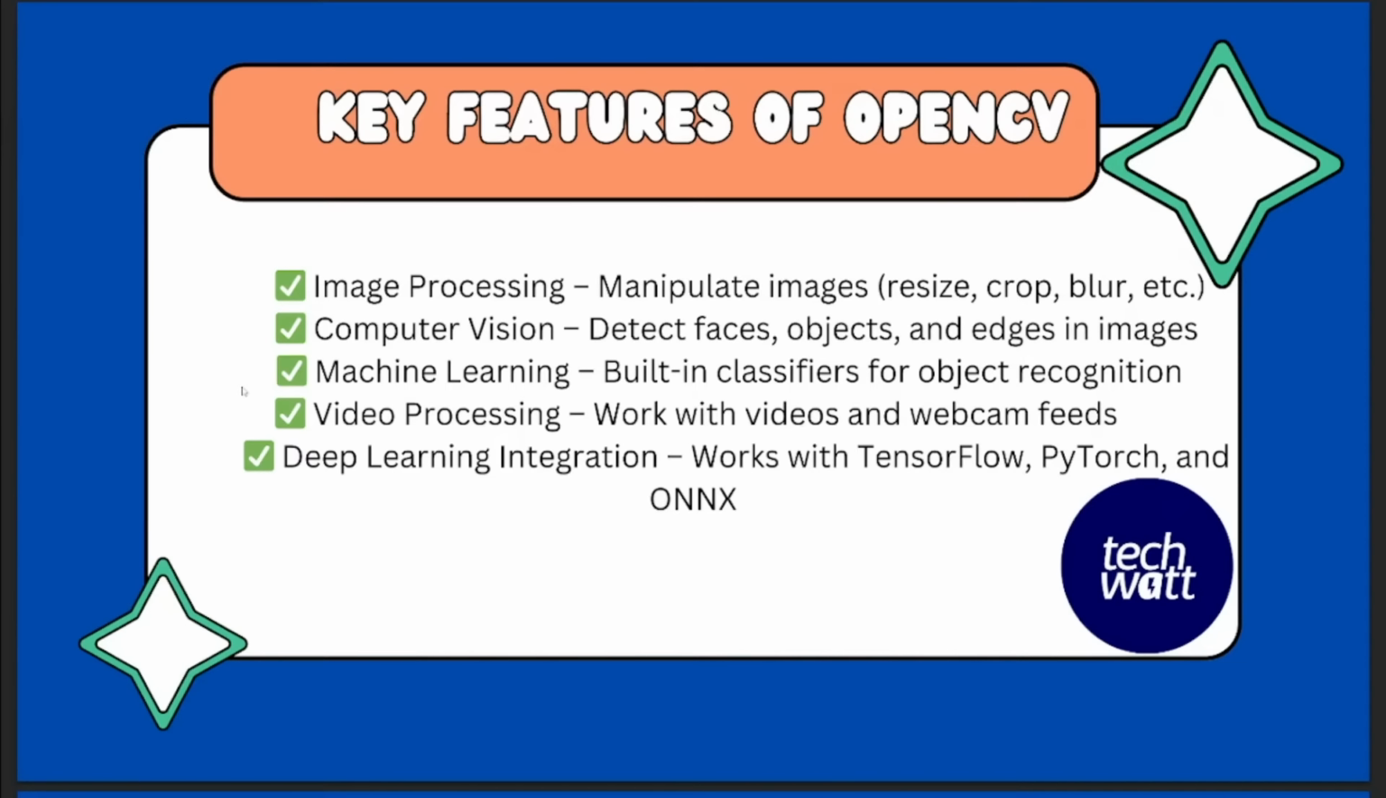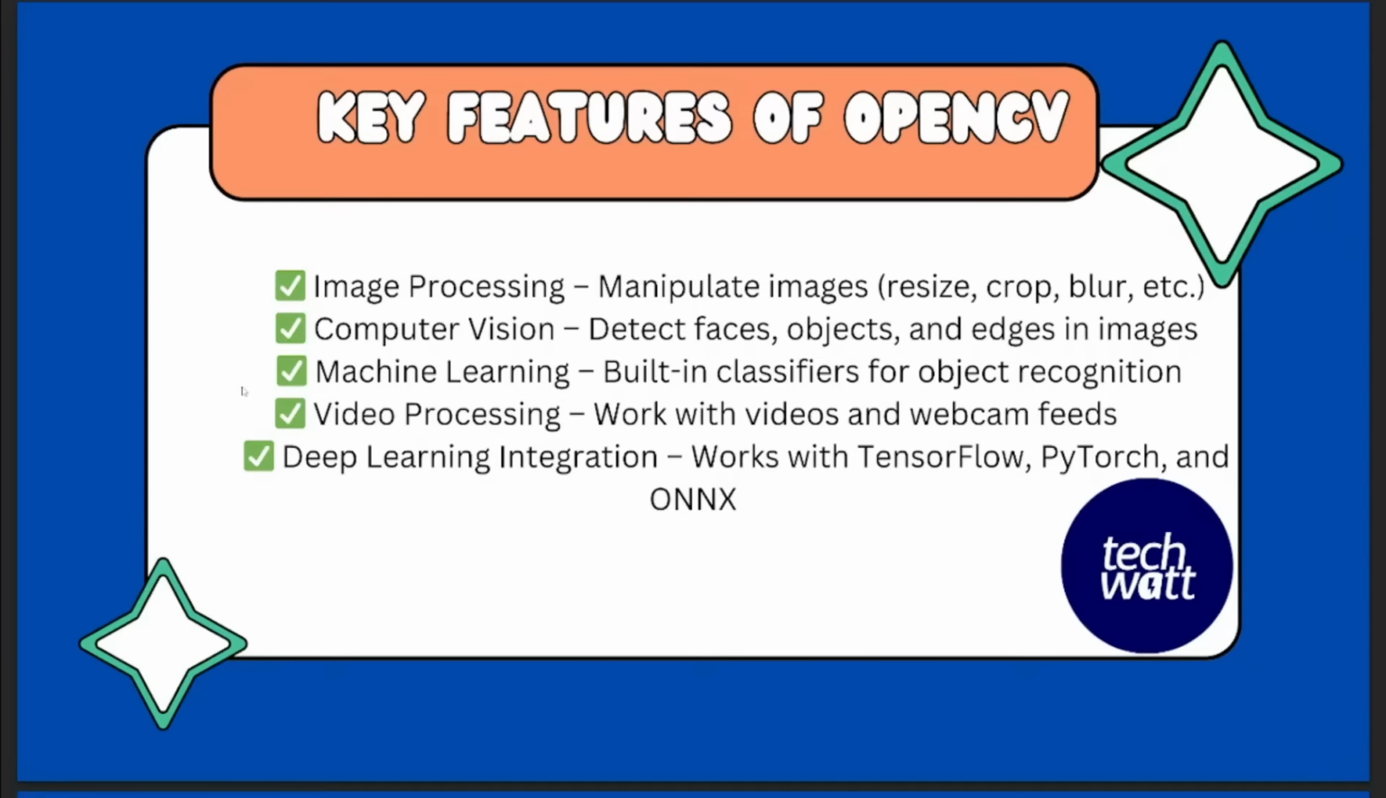Let's look at some of the key features of OpenCV. So OpenCV can help you in image processing. That is to say, it can help you to manipulate images. And talking about manipulation of images, we can resize images, we can crop images, we can blur images, and there are a lot of things we can do with OpenCV when it comes to image processing. OpenCV can also help you to perform some computer vision tasks, okay? It can help you to detect faces, objects, and edges in images. And we'll learn how to do all of this in this course.